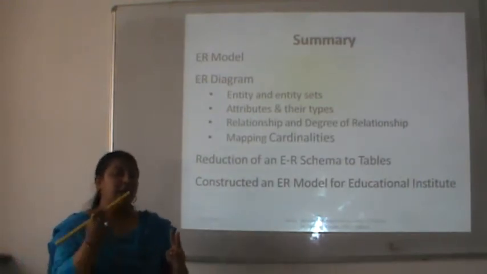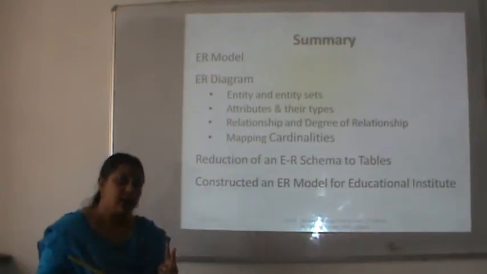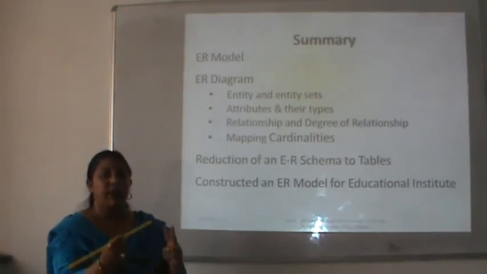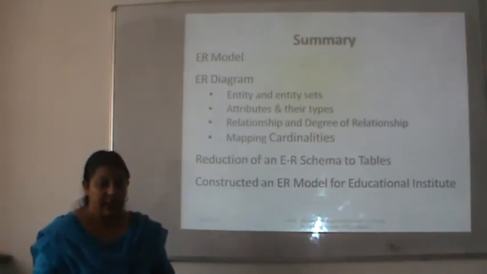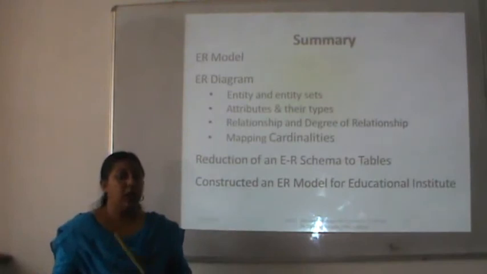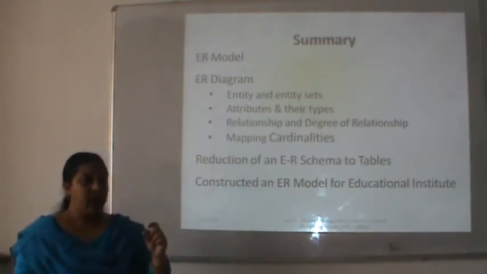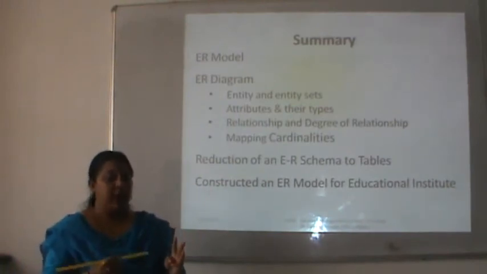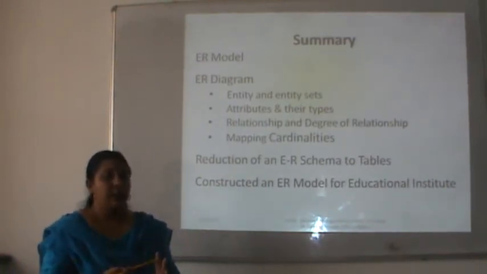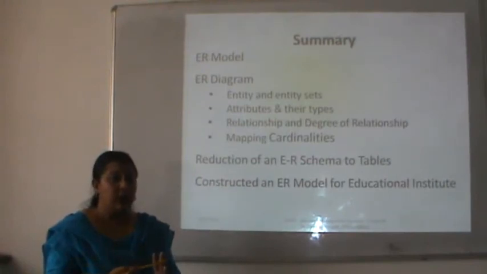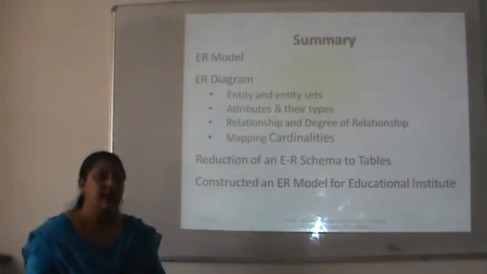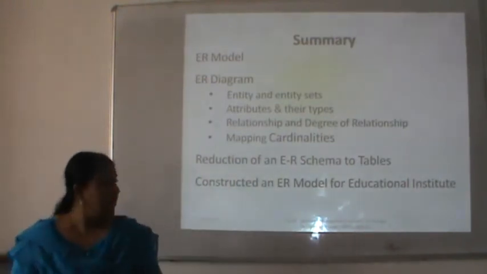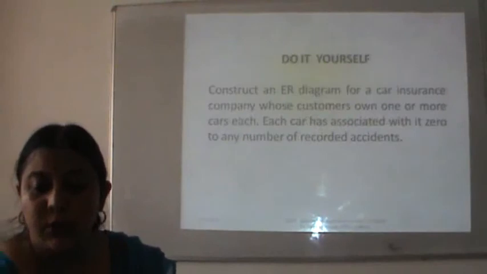In case the relationship has its own attribute, the attribute of the relation will be the third attribute for that relationship table. In this case, suppose there is one attribute belonging to a relationship table, that table will have three columns: the attribute of the relationship itself, the primary key of the first entity associated with it, and the primary key of the second entity associated with it. We also constructed an ER model for the educational institute.